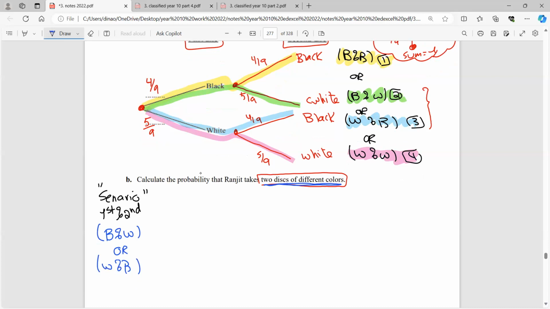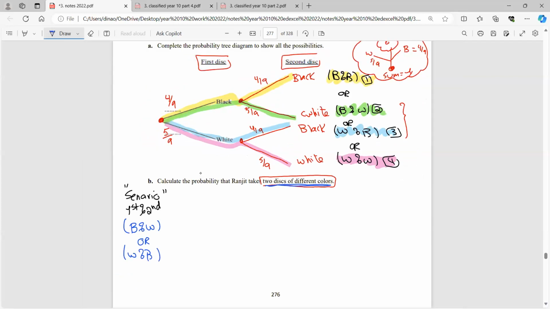Now, since I wrote the scenario, I can change it into numbers. Let's see how I change it into numbers. I have 2 options, meaning 2 brackets. The first bracket is black and white. The second bracket is white and black. Now I need to fill in the blanks. I need to remove the letters and put numbers and operations.